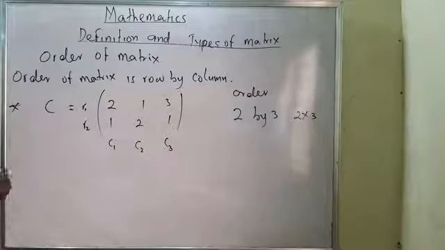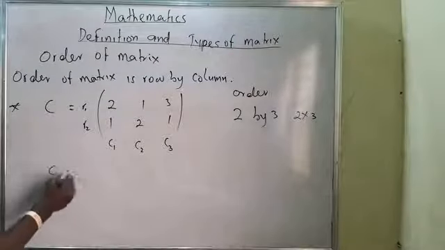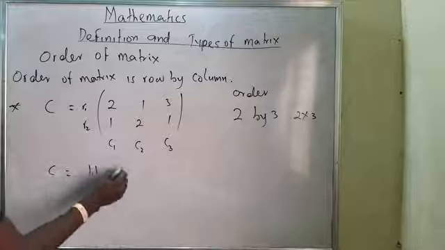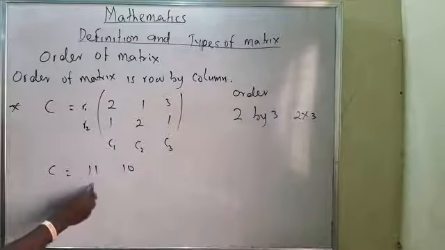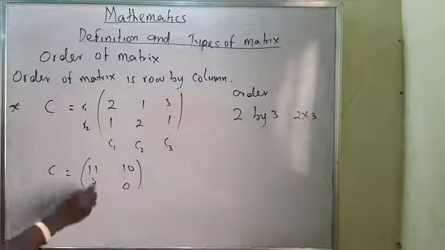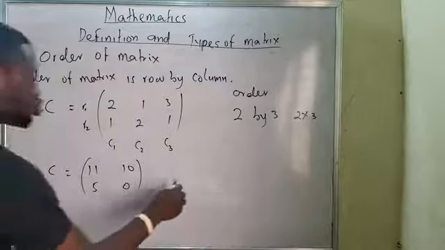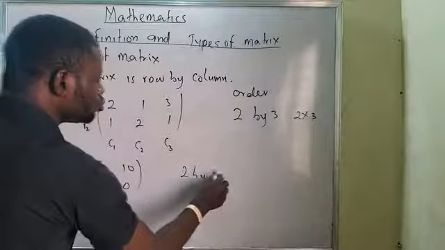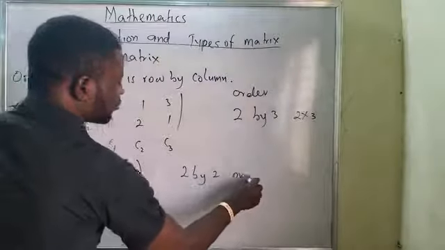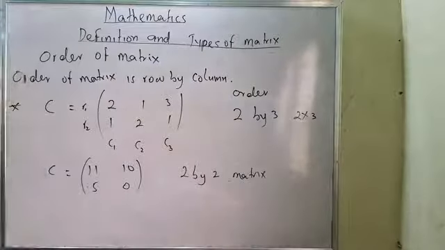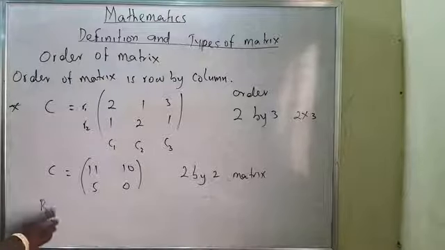Now, look at this. If I have another matrix C, which I have 10, I have 5, and I have... Now, for your information, this is what? 2 by 2 matrix. This is 2 by 3, 2 by 2. Now, if something like this occurs, please take note of this information.